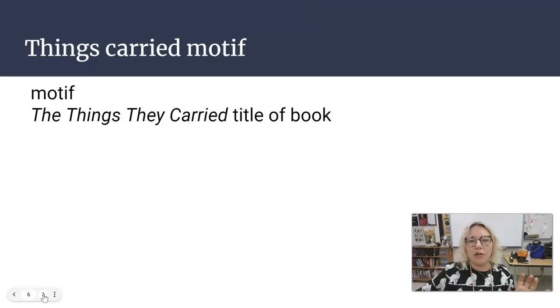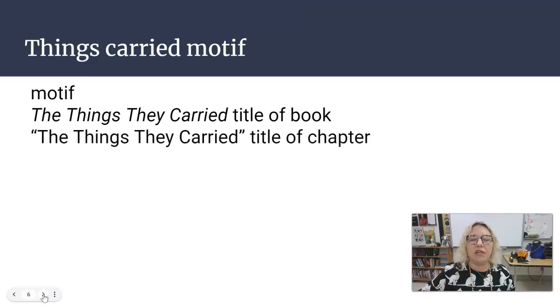The things carried motif is just what it sounds like: objects that are carried. And it's right in the title of the book. It's also in the title of the first chapter, which is the same as the book's title. And you will see this motif over and over again in that first chapter. It's quite explicit. It's like, these are all the things that they carried. And the narrator is talking specifically about the soldiers and what they carried when they went into the jungle.